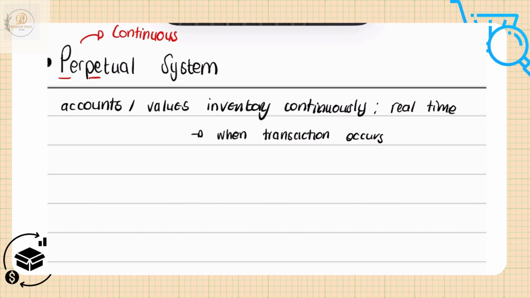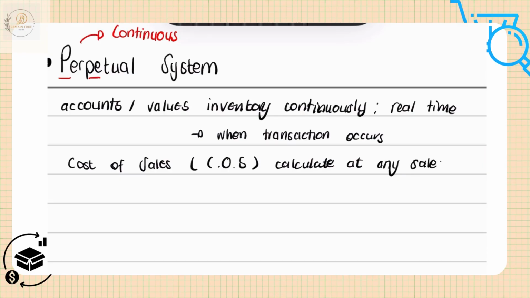Another key thing that we spoke about with perpetuals is that purchases and sales are also recorded when they occur. And cost of sales, which is a key thing. We'll abbreviate it to COS to make it easier going forward. COS is calculated at any point in time. So if we need the value of cost of sales, we can easily work it out because it's calculated continuously. There's a trail on that amount.